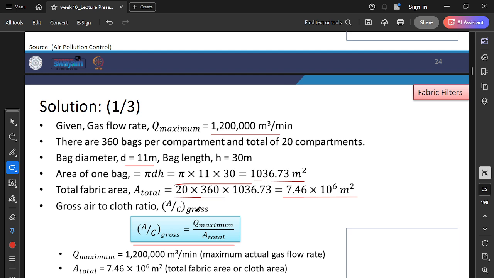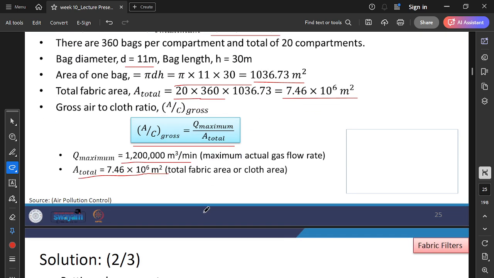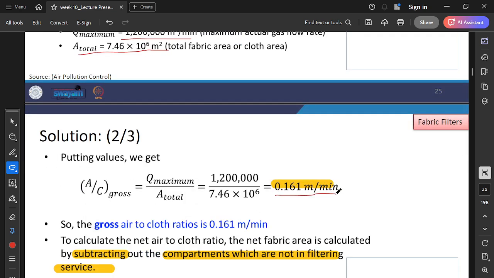It's all for particulate matter only, right? Think about the impact of particulate matter and how the industries and all the premises are working to remove the particulate matter they have generated. You got it? So these are all important concepts. So Q max, and the total area you have calculated already, if you divide, you will get the gross air to cloth ratio. That is 0.161 meter per minute.